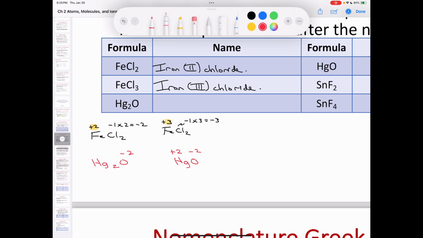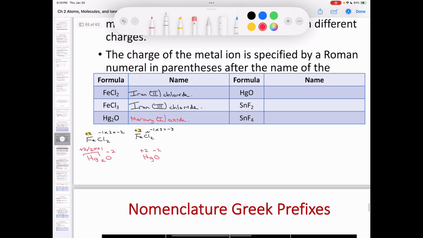And this one, the first one, oxygen is 2-, so that tells us that overall the mercury must be +2, but there's 2 of them, so each one is going to be +1. So Hg2O is going to be mercury 1 oxide, and HgO is going to be mercury 2 oxide. All right, the next ones, I'll go a little faster here.